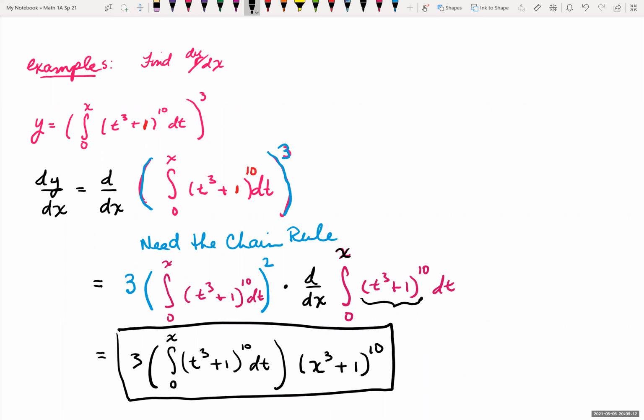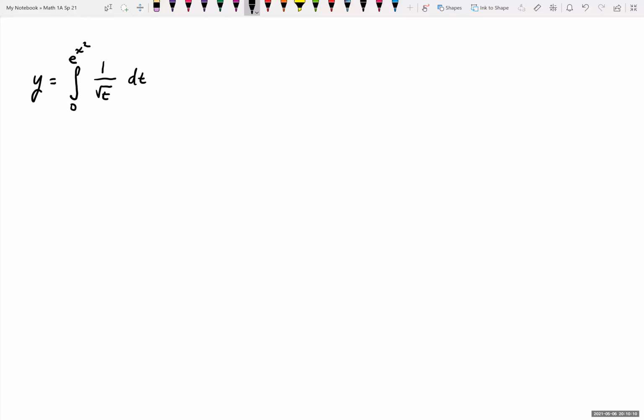Okay, so any questions on that before we go back and look at the one we didn't finish yesterday? Okay, so our next example is y is equal to the integral with a lower bound of 0, upper bound of e to the x squared, of 1 over square root of t dt.